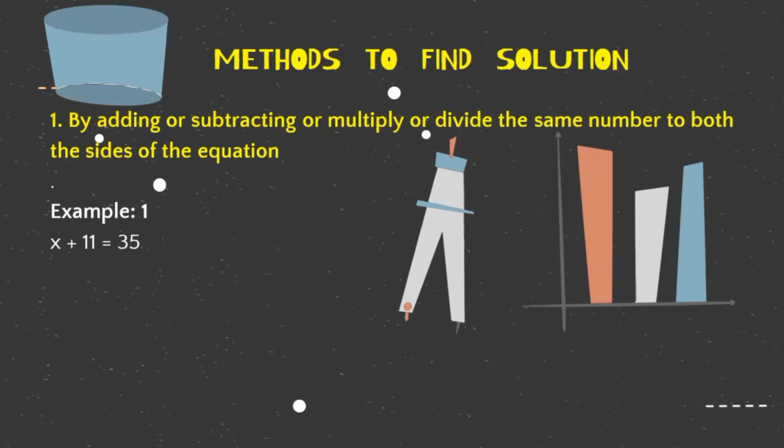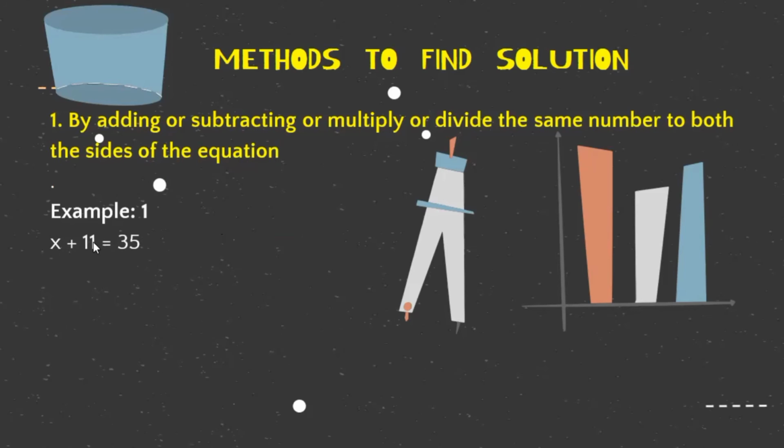I'm taking an example: x plus 11 is equal to 35. You can see this is an equation. Why? Because these two expressions, x plus 11 and 35, are separated by the equal sign. So this is an equation. Now I'm going to find the value of that particular x.